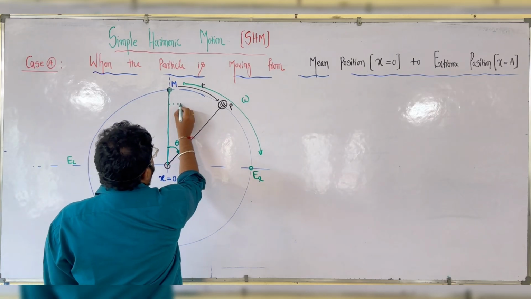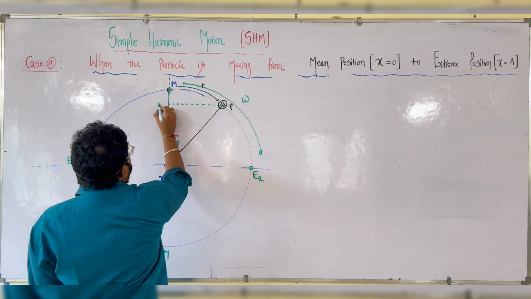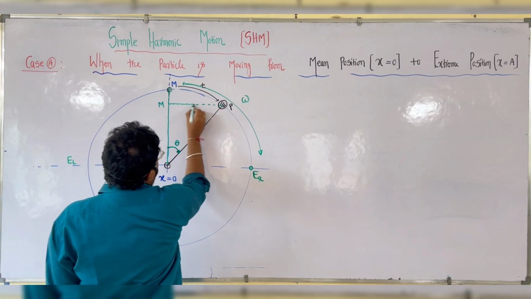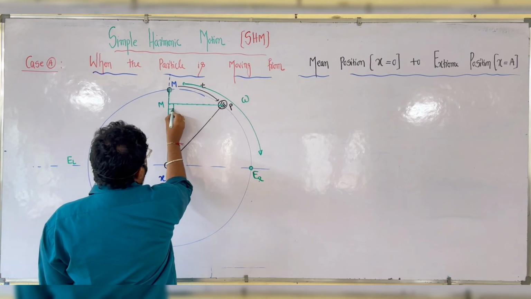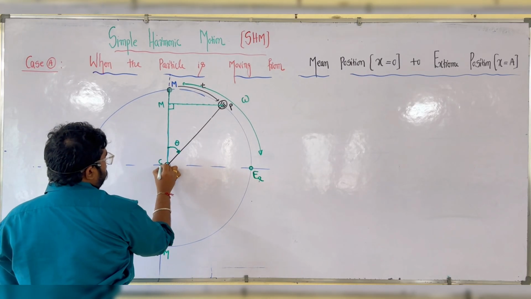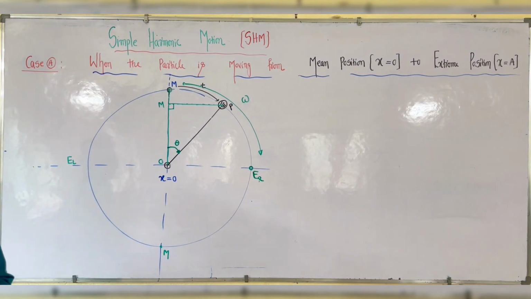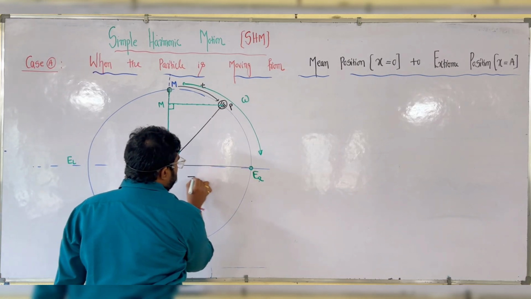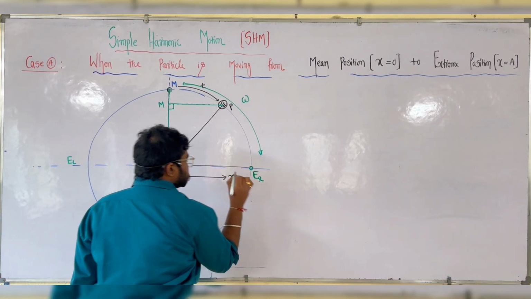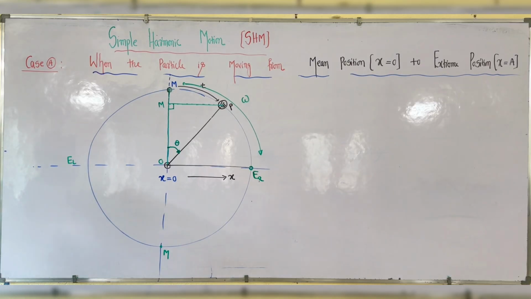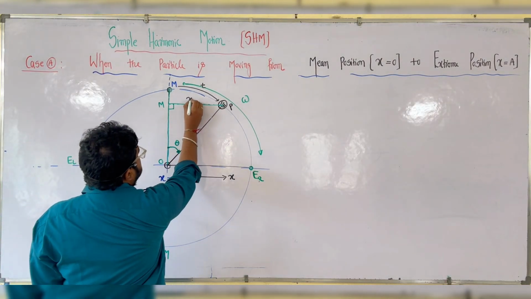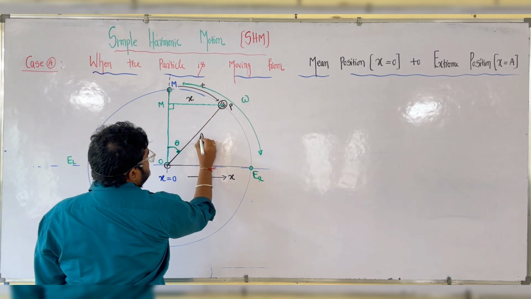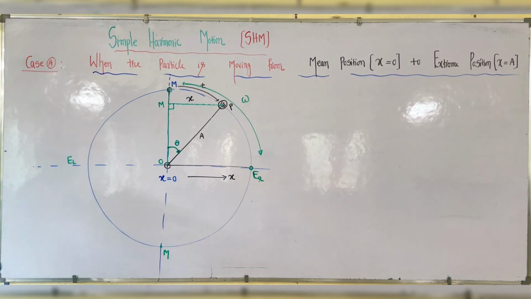Then we can draw a perpendicular here. This is the perpendicular. From triangle OMP, x is the displacement of the particle along the x direction. This is the displacement. The maximum displacement of the particle is A.